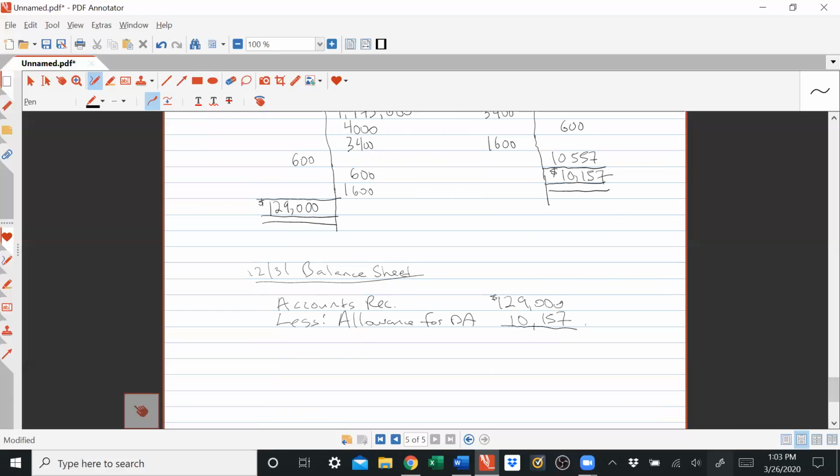Again, we don't need the parentheses around the 10,157 to indicate a minus because we have the word less here. That would be redundant. If we don't have the word less to indicate minus, we put parentheses. But we do have the word less. So 129,000 minus 10,157 is 118,843. And that is the net accounts receivable.